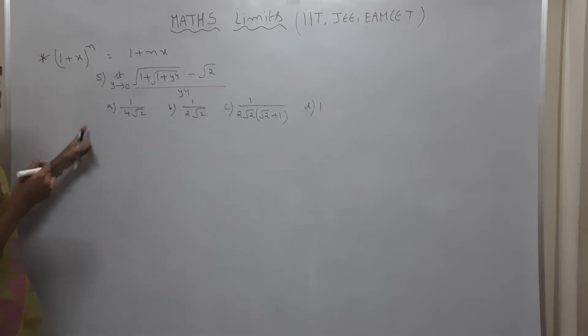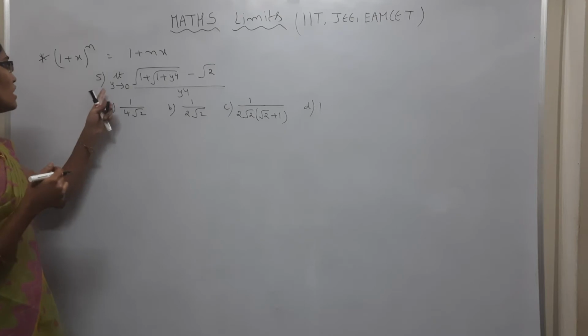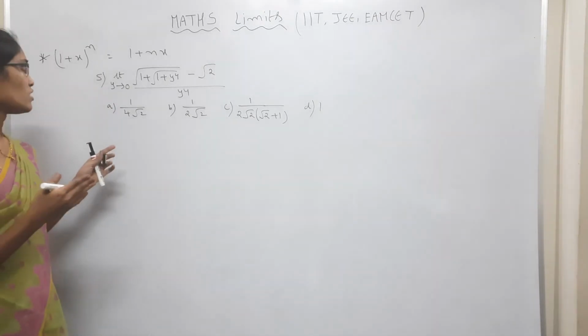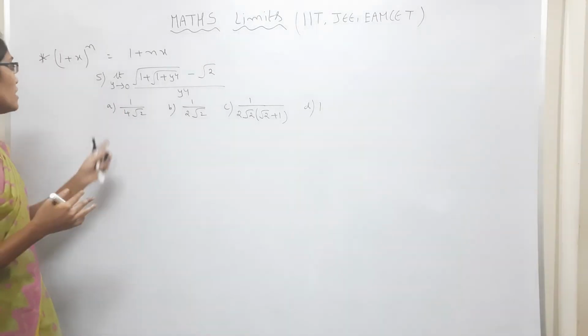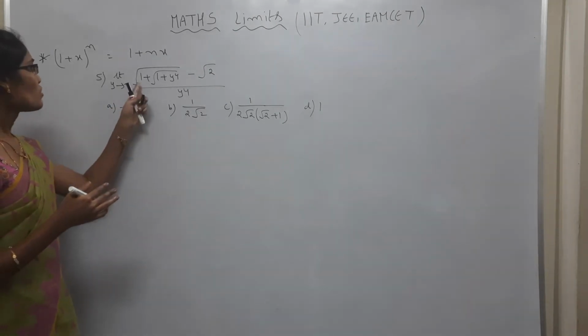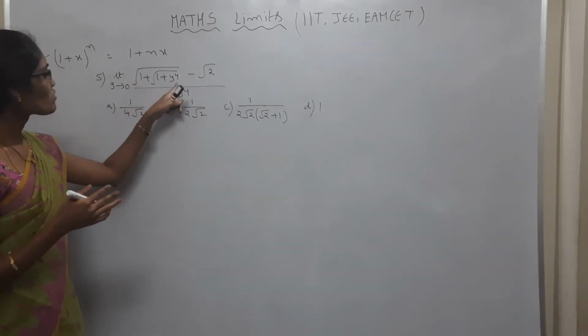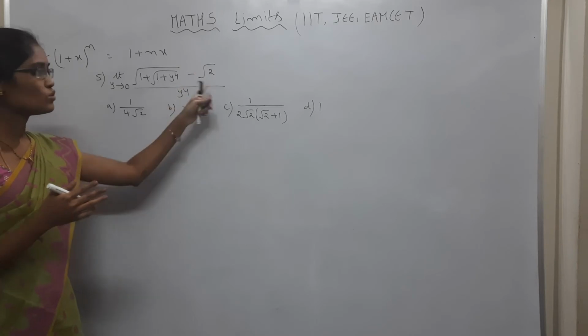See the next question. Using this formula, limit y tends to 0. How can you solve this one? Okay, see here, it's very important. Limit y tends to 0 of square root of 1 plus square root of 1 plus y power 4, minus root 2, by y power 4.